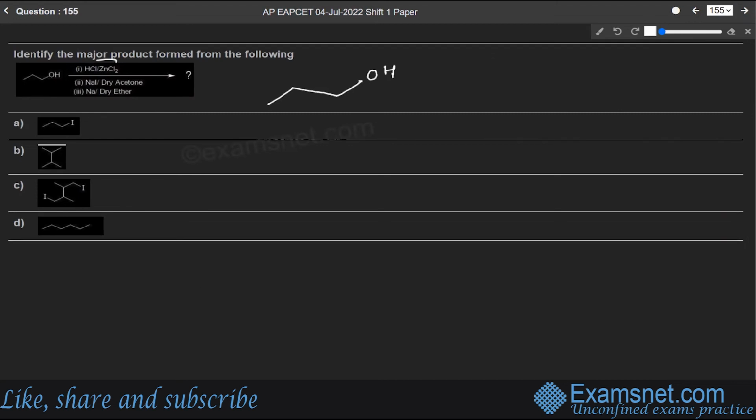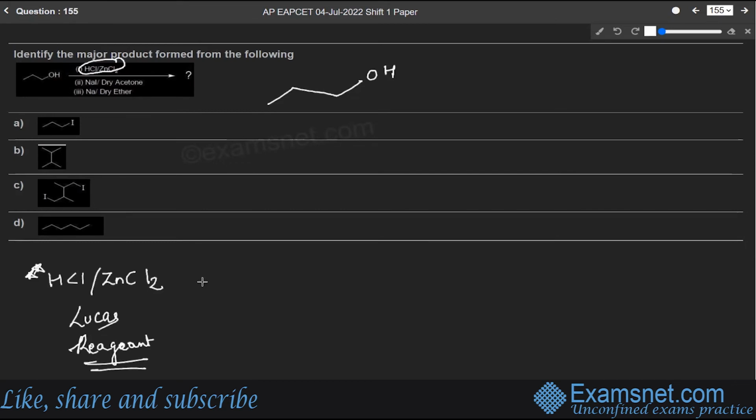The first reagent given to us is HCl and ZnCl2. I'm writing here the important reagent: whenever HCl and ZnCl2 is given to you, they are talking about Lucas reagent. This reagent is generally used to differentiate 1 degree, 2 degree, 3 degree alcohols, right? That directly depends on the turbidity. So 3 degree reacts quickly, then 2 degree, and then 1 degree, which is the carbocation order. I'll be teaching that in the chapter itself.